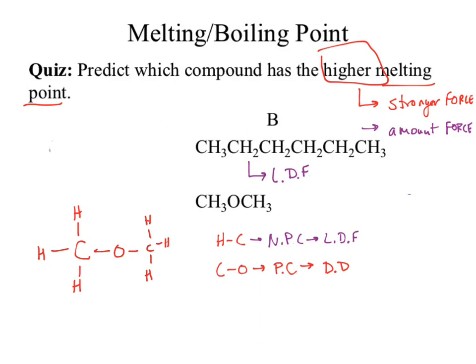What else do we have to take into consideration now? The amount of forces. When we look at this compound, it's a relatively tiny structure. When we look at the compound above, it's much larger. The bottom one says it's a higher melting point because it has a stronger force. The top one says it has a higher melting point because of the amount of forces. Which one wins?